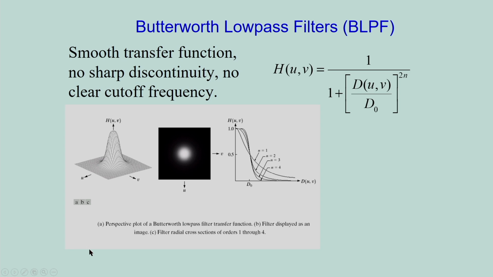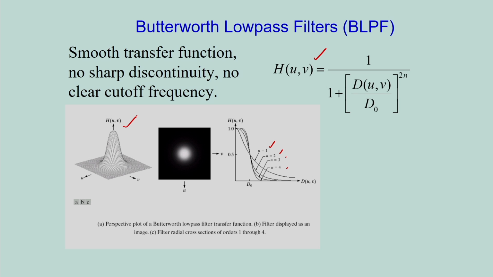Now I will consider the concept of the Butterworth low pass filter. Corresponding to the Butterworth low pass filter, the transfer function is H(u,v) equal to 1 divided by 1 plus D(u,v) divided by D naught to the power 2n. I have shown the response for different orders of the Butterworth filter: the first one is n equal to 1, then n equal to 2, 3, 4 like this. If I increase the order of the Butterworth filter, it approaches the ideal low pass filter.